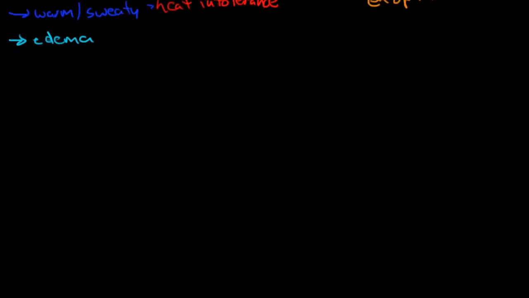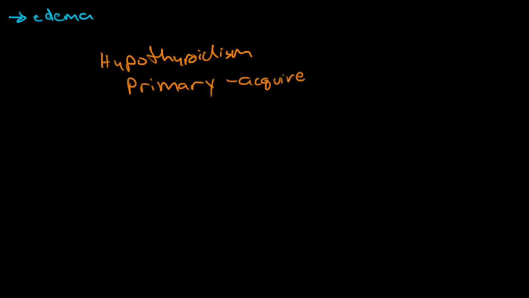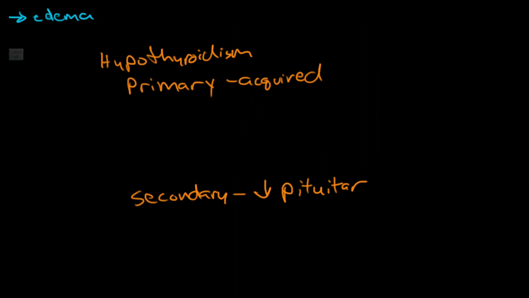Okay, so what are some causes of hypothyroidism? Well, interestingly enough, there's three different types of hypothyroidism. There's primary acquired, there's primary congenital, that means you're born with it, and then there's secondary, which is caused by problems with the pituitary gland. Now, one type of primary acquired hypothyroidism is an autoimmune disease called autoimmune thyroiditis or Hashimoto's thyroiditis.